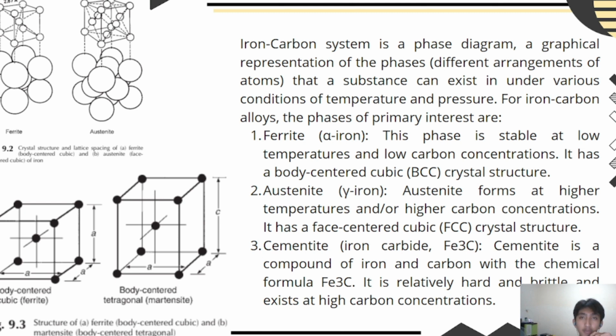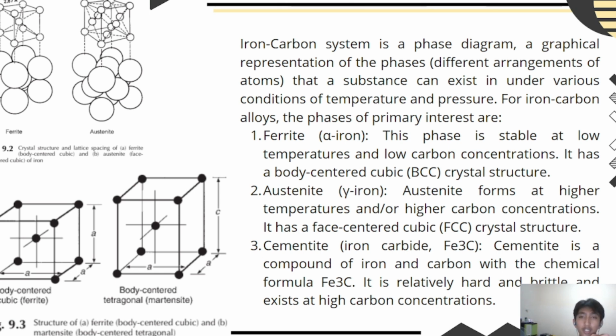The iron carbon system is a phase diagram, a graphical representation of the phases, or different arrangements of atoms, that a substance can exist in under various conditions of temperature and pressure. For iron carbon alloys, the phases of primary interest are, first, ferrite. This phase is stable at low temperature and low carbon concentration. It has a body-centered cubic, BCC, crystal structure.